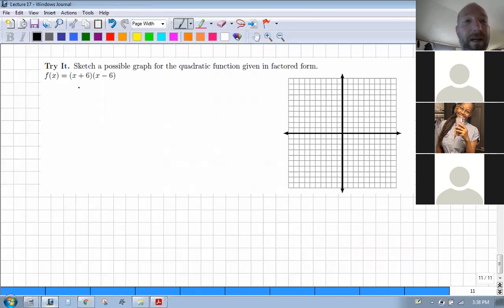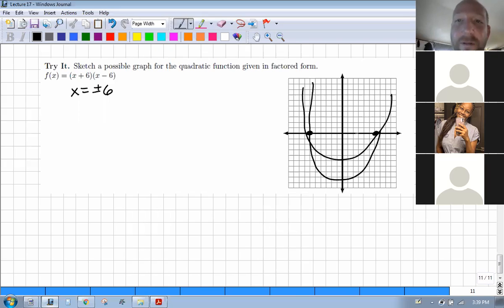Looking at this, if x was either positive or -6, you would get 0, right? So we put a -6 in here, that would be 0. A +6 here would make that one 0. So 3, 4, 5, 6. So here's a possible graph. There's another one. Basically, any of them that go through there.